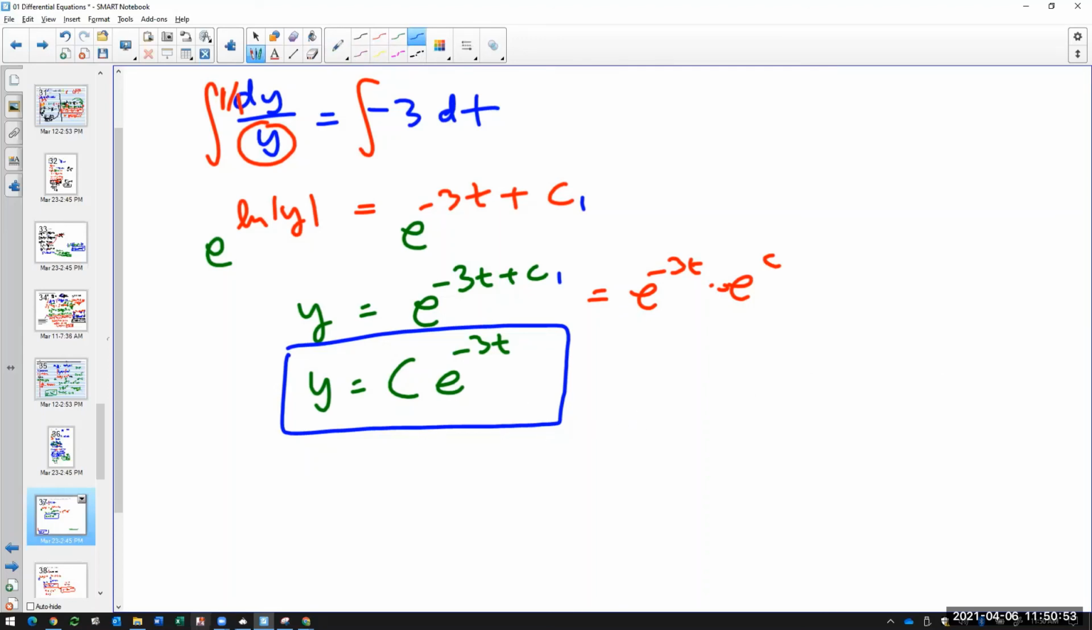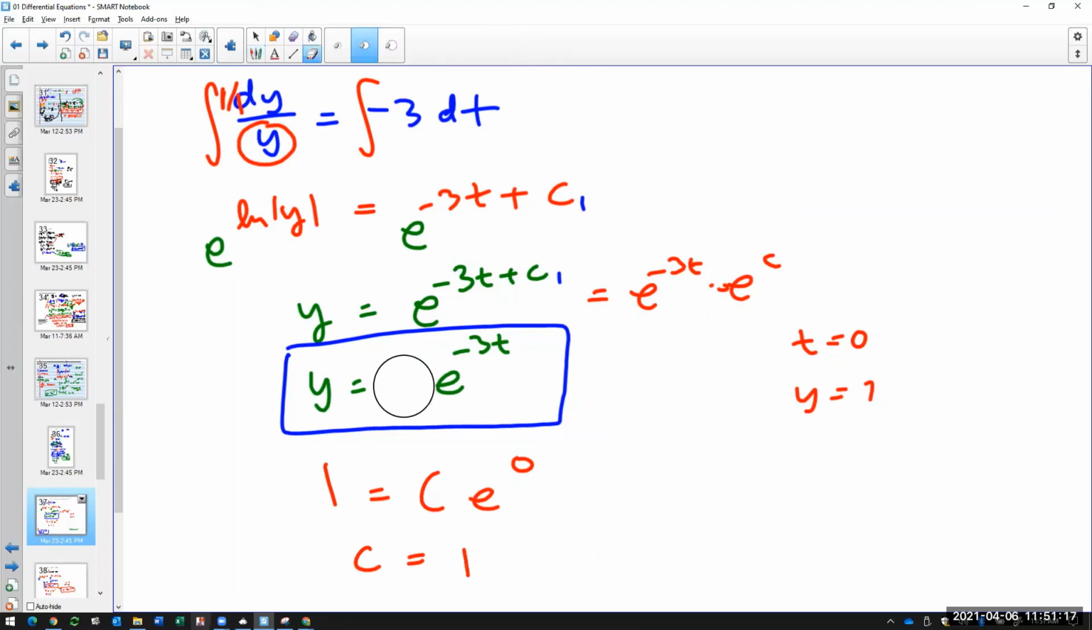Okay, let me solve for c. Can someone tell me what my initial condition is? X equals what? T equals 0 and y equals 1. Okay, so t is like my x here. Okay, so y is going to be 1. T is going to be 0, so that's a 0 exponent. So what's your c equal to? 1. Okay, so all you do is you put 1 in here, which really just makes it disappear, right? And there's your answer. Okay.